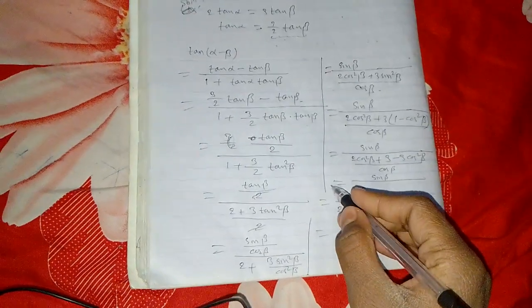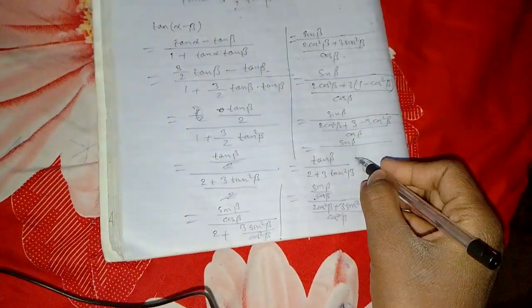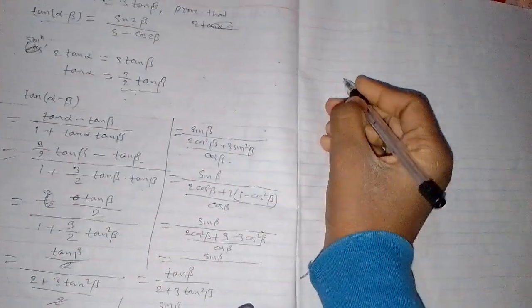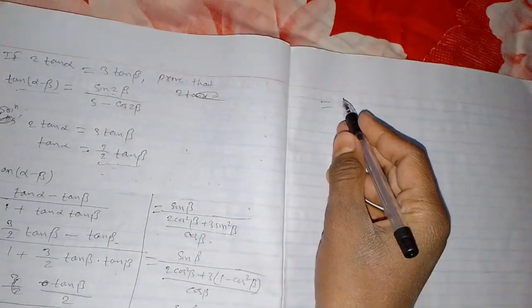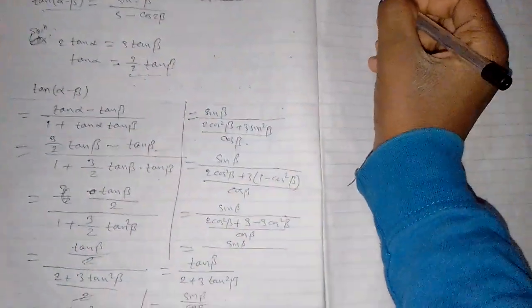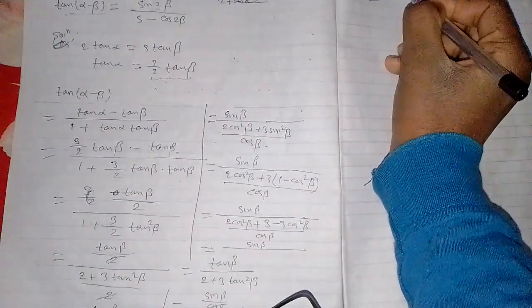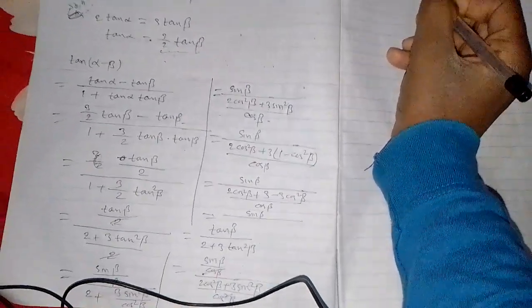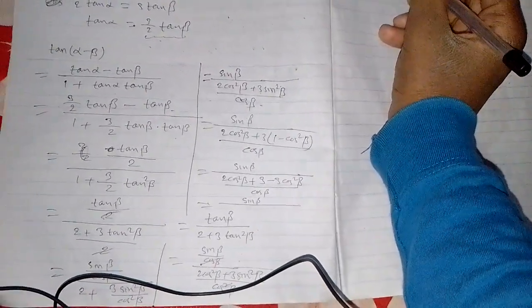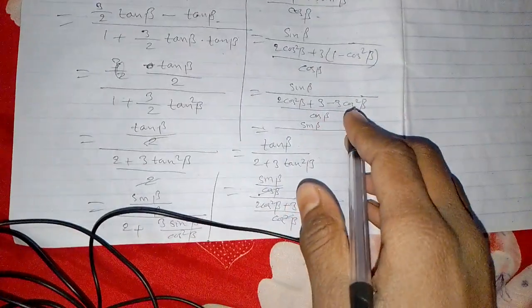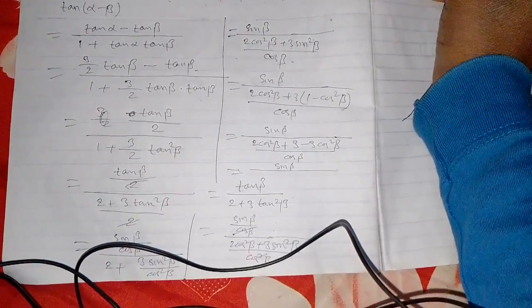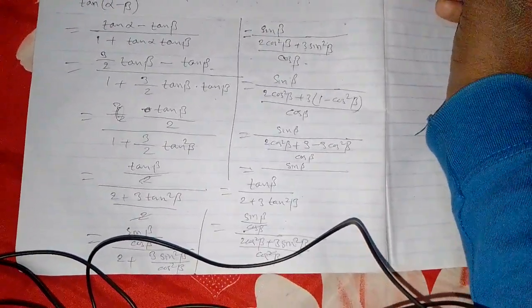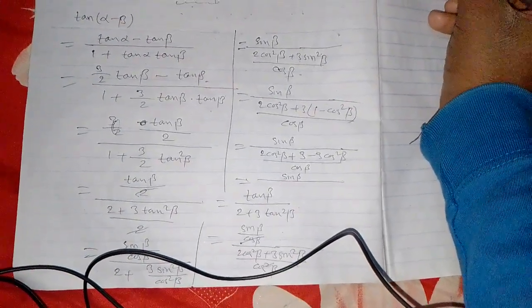So what I'm going to do, I'm going to use a trick now. Let's do it maybe on the next page. Doesn't matter, let's do it here maybe. So going from here to there now. So what are you going to do? Sine beta divided by, okay, what are you going to do next? 2 cosine squared beta minus 3 cosine squared beta will be minus cosine squared beta, plus 3, divided by cosine beta. This is what you have till now.